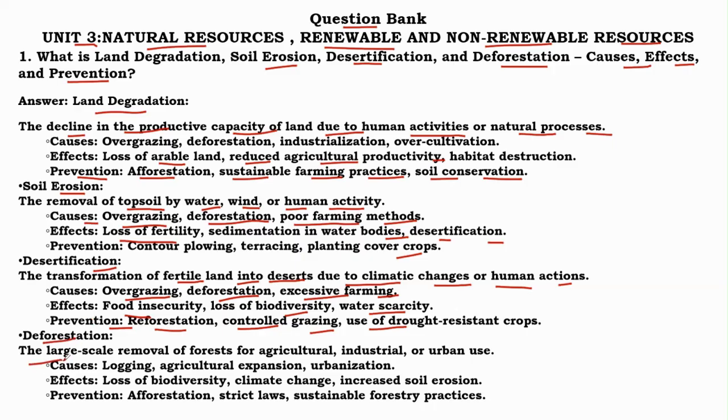Deforestation: the large scale removal of forest for agricultural, industrial and urban use. Causes: logging, agricultural expansion, urbanization. Then effects: loss of biodiversity, climate change, increase in soil erosion. Prevention: afforestation, strict laws, sustainable forestry practices.